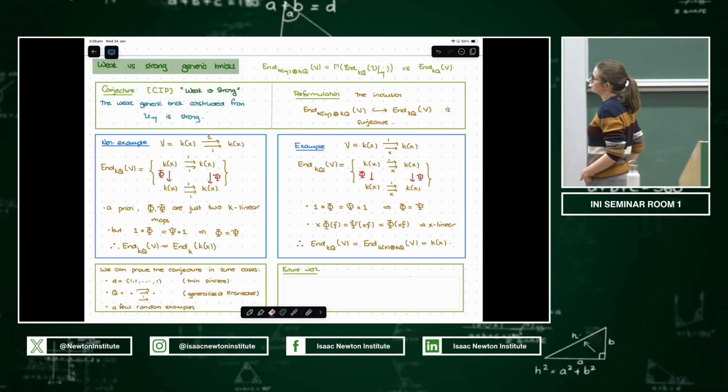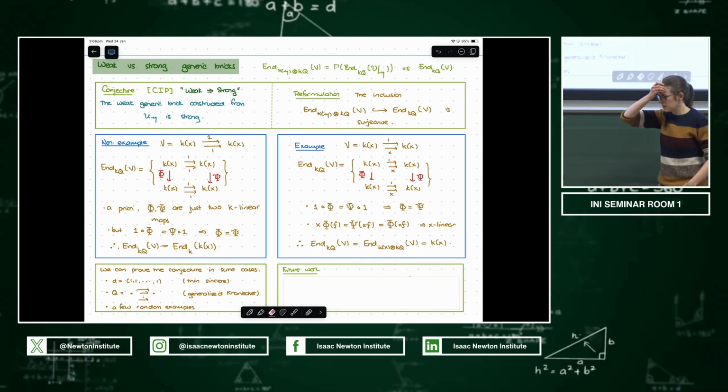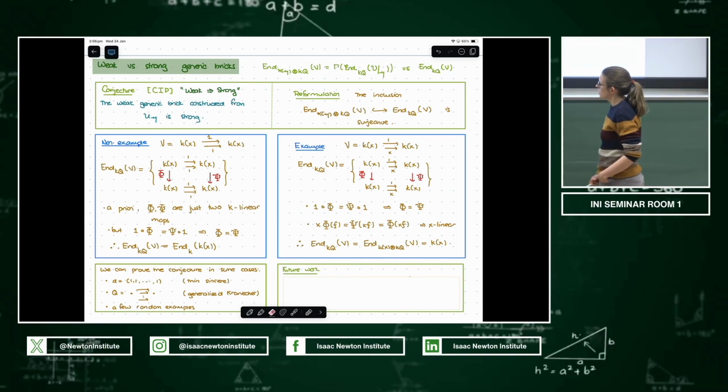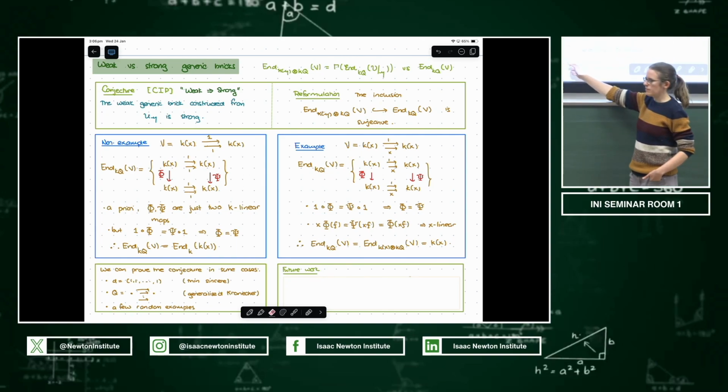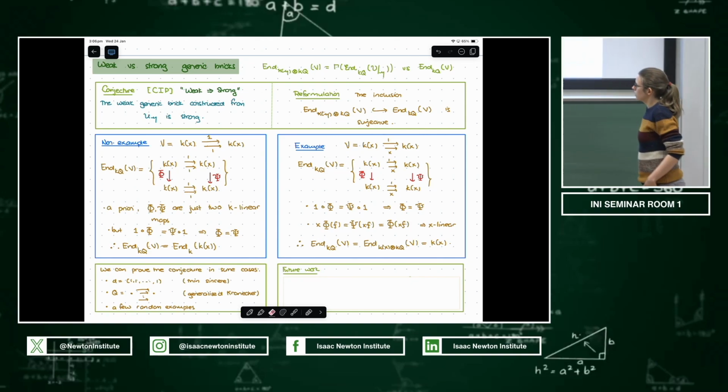So one is the case where D is, all the entries of D are one. It's called the thin sincere case. Another case is where we have two vertices and a bunch of arrows. And this is called the generalized Kronecker case.